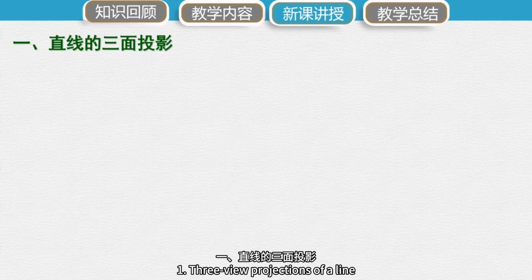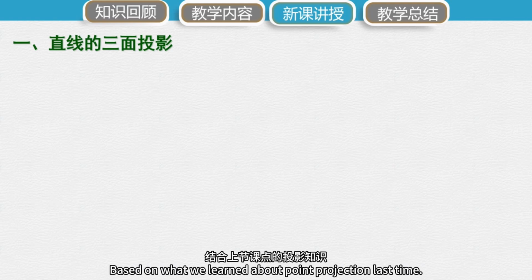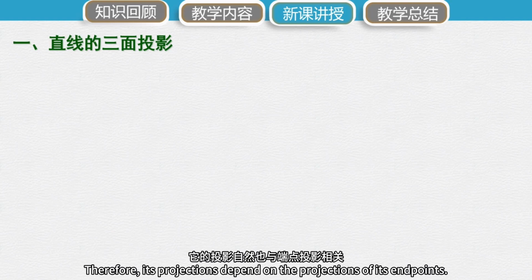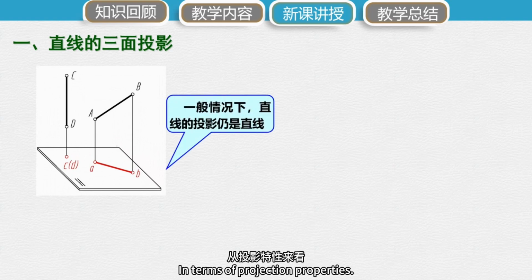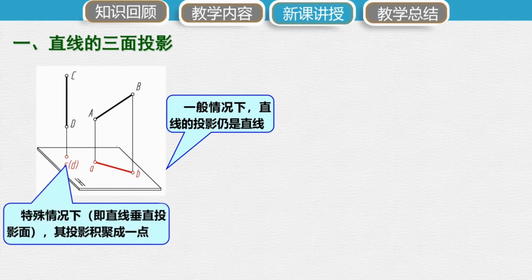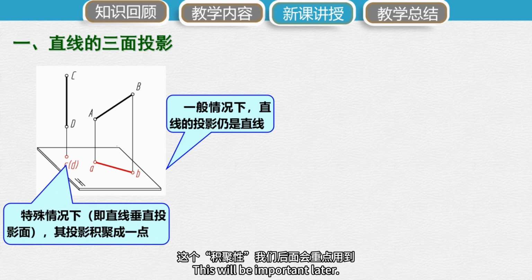First, 3-view projections of a line. Let us first consider, how do we obtain the projections of a line in space? Based on what we learned about point projection last time, it is easy to see that a line is determined by its 2 endpoints. Therefore, its projections depend on the projections of its endpoints. In terms of projection properties, in general, the projection of a line is still a line. There is only one special case. When a line is perpendicular to a projection plane, its projection concentrates into a single point. This will be important later.